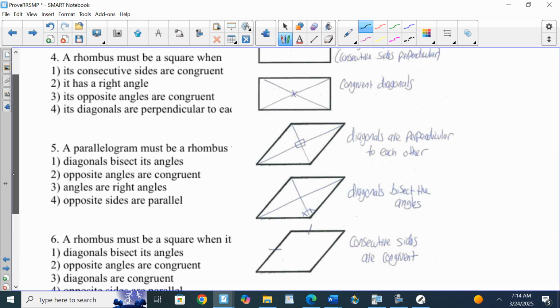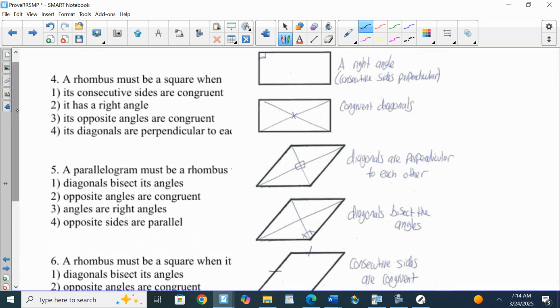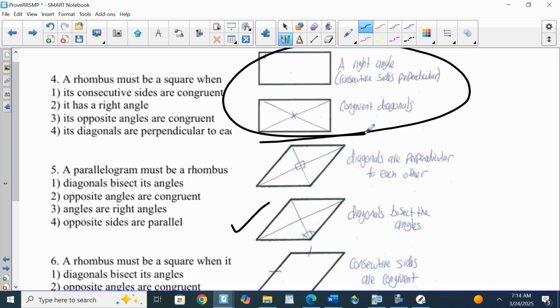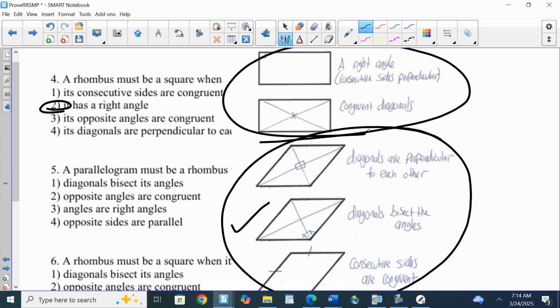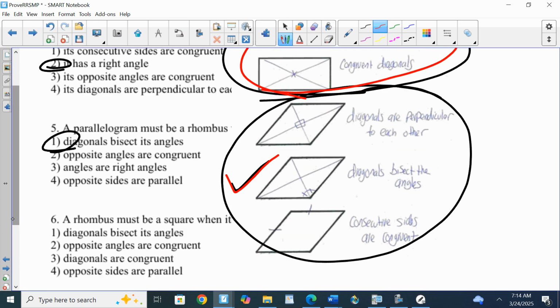A rhombus must be a square when? Well, again, it needs to be a rectangle and a rhombus. If it's already a rhombus, then it needs to be a rectangle. If you're looking for one of the rectangle proofs, it has a right angle. A parallelogram must be a rhombus when you're looking for one of the rhombus proofs, that is diagonals bisect its angles. A rhombus must be a square when? Well, if it's already a rhombus, it needs to be a rectangle, and that is diagonals congruent. So you really have to understand the concept of how to prove each shape.